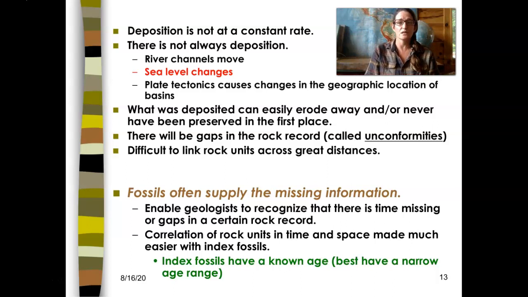Because of these unconformities and the lack of deposition in some areas and deposition in other areas, sometimes it's difficult to correlate rock units across great distances. Fossils then can supply some of that missing information about the age of rocks and also how to correlate one rock unit to another. They help us recognize missing time and think about those gaps in the geologic record.